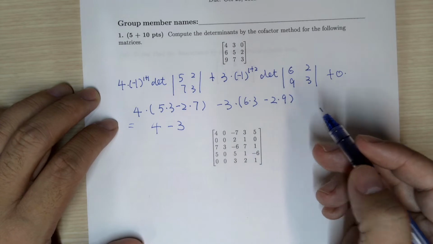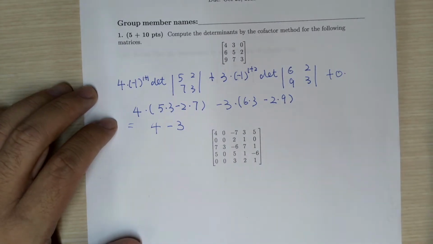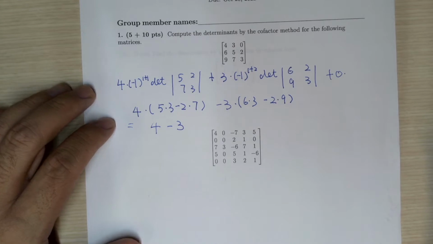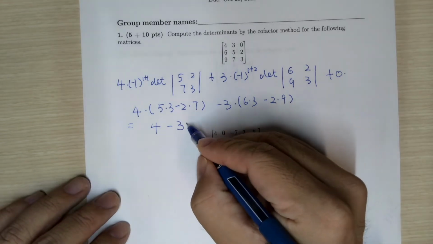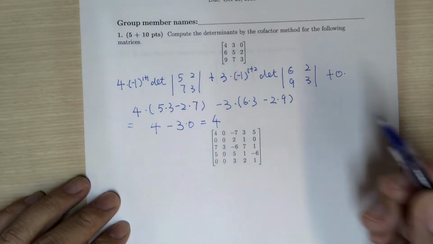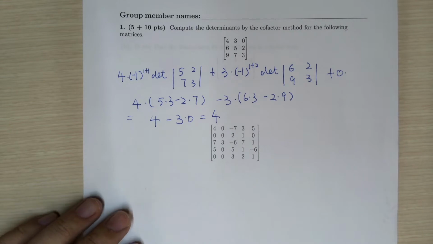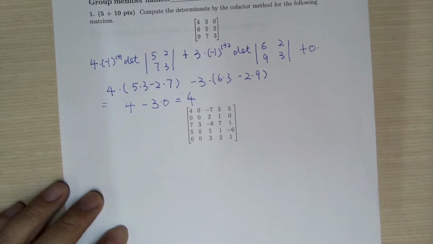And then the last term is times 0, so this gives us 4. Okay, that's the first one.